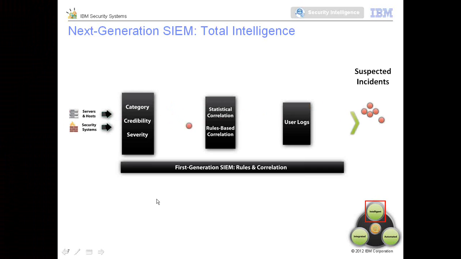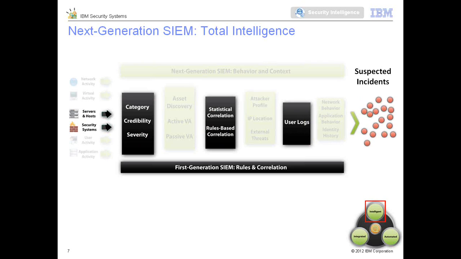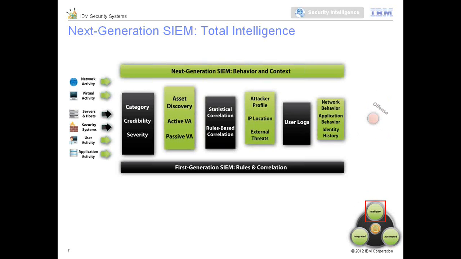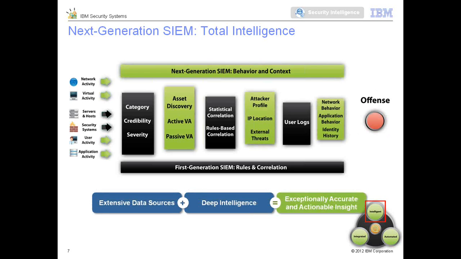the next generation SIEM look? If you look at those black boxes, typical suspected incidents just flowed through. We couldn't detect them, right? So what we did was we added behavior and context to this information. So what did we do? We added asset discovery and we added active and passive vulnerability assessments, right?